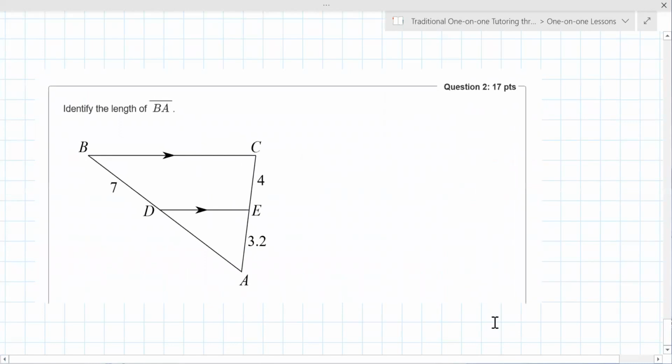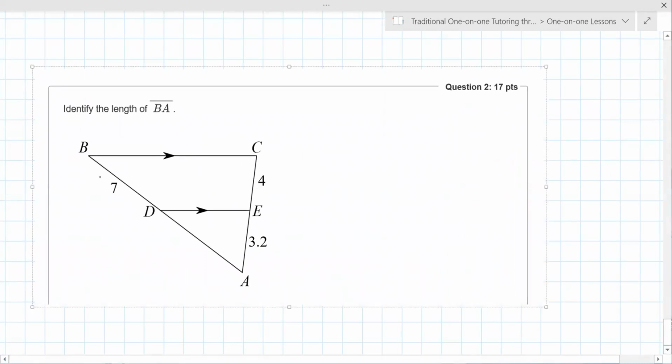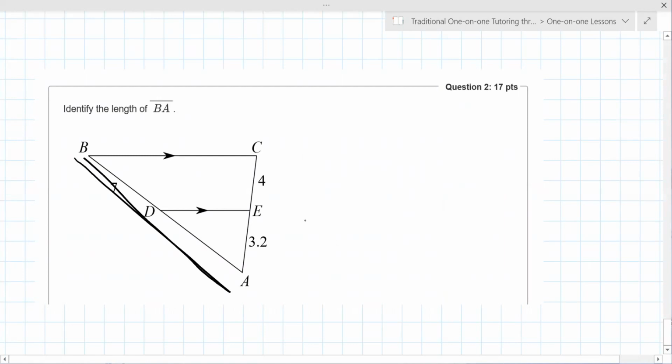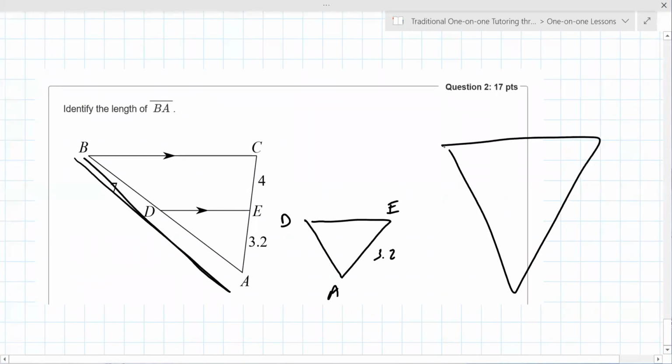All right, so identify the length of B to A. So it's this whole length here. Do you see that? Yeah. So there's two triangles. There's this one here, ADE, and then there's this big triangle here, ABC. So what's the whole length over here? 7.2. And if I call this X, what is this whole length here?